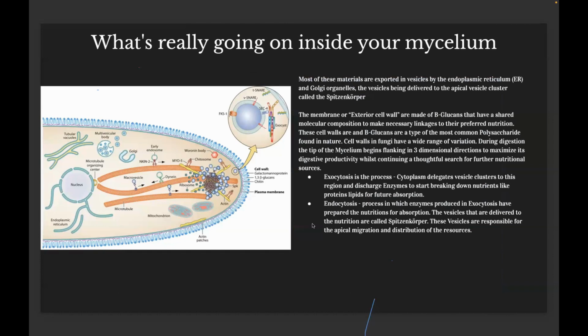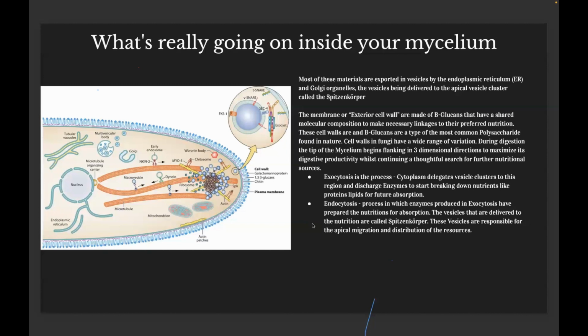All right, what's going on in our mycelium? Let's talk about this. Just like our spore, we have kind of the same group of organelle structure. For the most part, the same organelles are still present. We have a nucleus that's floating around, mitochondria, nutrient vesicles, all these things. Most of the materials that mycelium come into contact with are exported by something called the endoplasmic reticulum, which is the tip of the mushroom mycelium, also referred to as a Spitzenkorper. And at this tip of the mycelium, we have something called Golgi organelles.